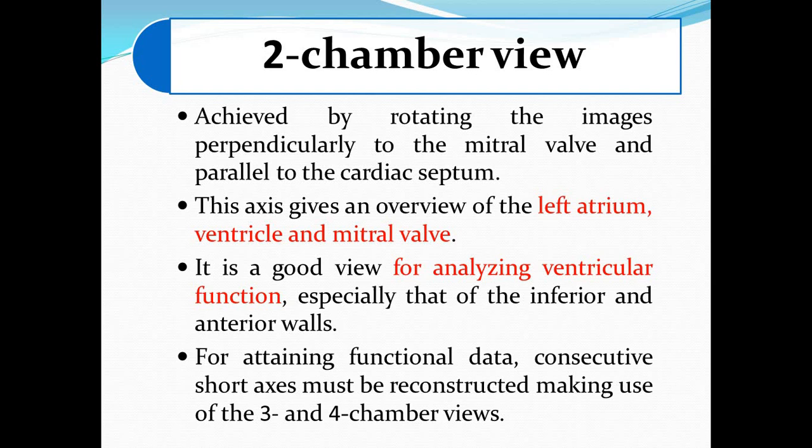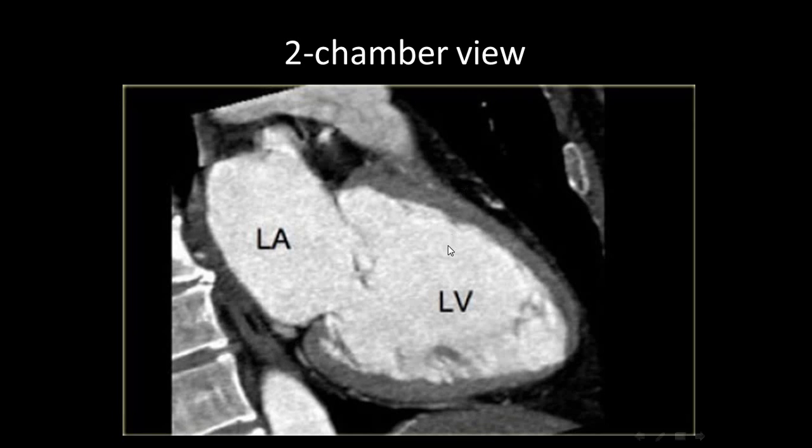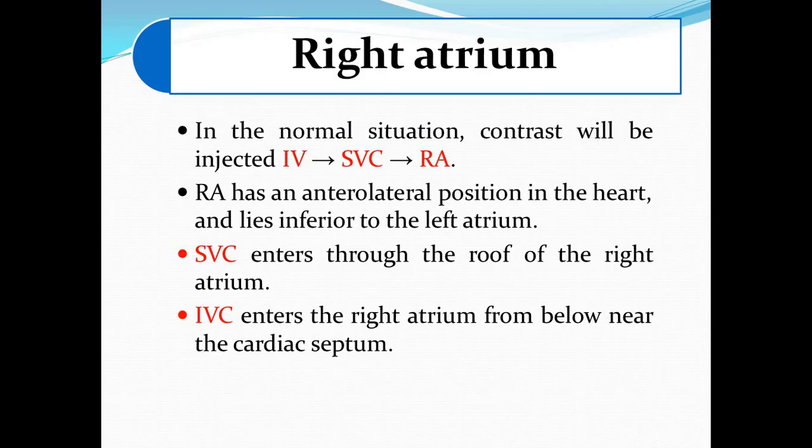So for attaining functional data for evaluation of the left ventricle function, consecutive short axes must be reconstructed, making use of the three and four chamber views. This is the two chamber view, left atrium and left ventricle, and the mitral valve. It's open in this view. Then we move on to talk about the cardiac chambers.